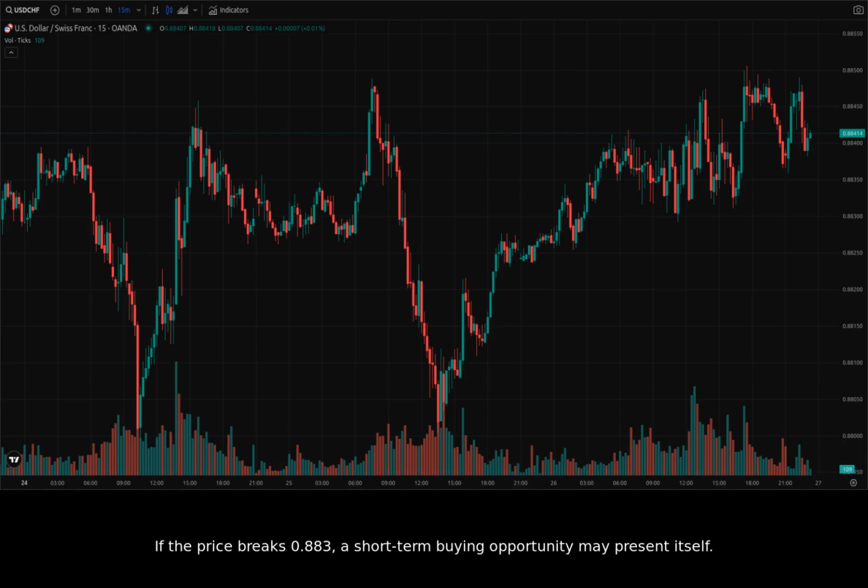If the price breaks 0.883, a short-term buying opportunity may present itself. However, given the overall analysis, I'd expect a rejection around 0.884. If the price breaks 0.882, that confirms my overall short-term bearish bias.